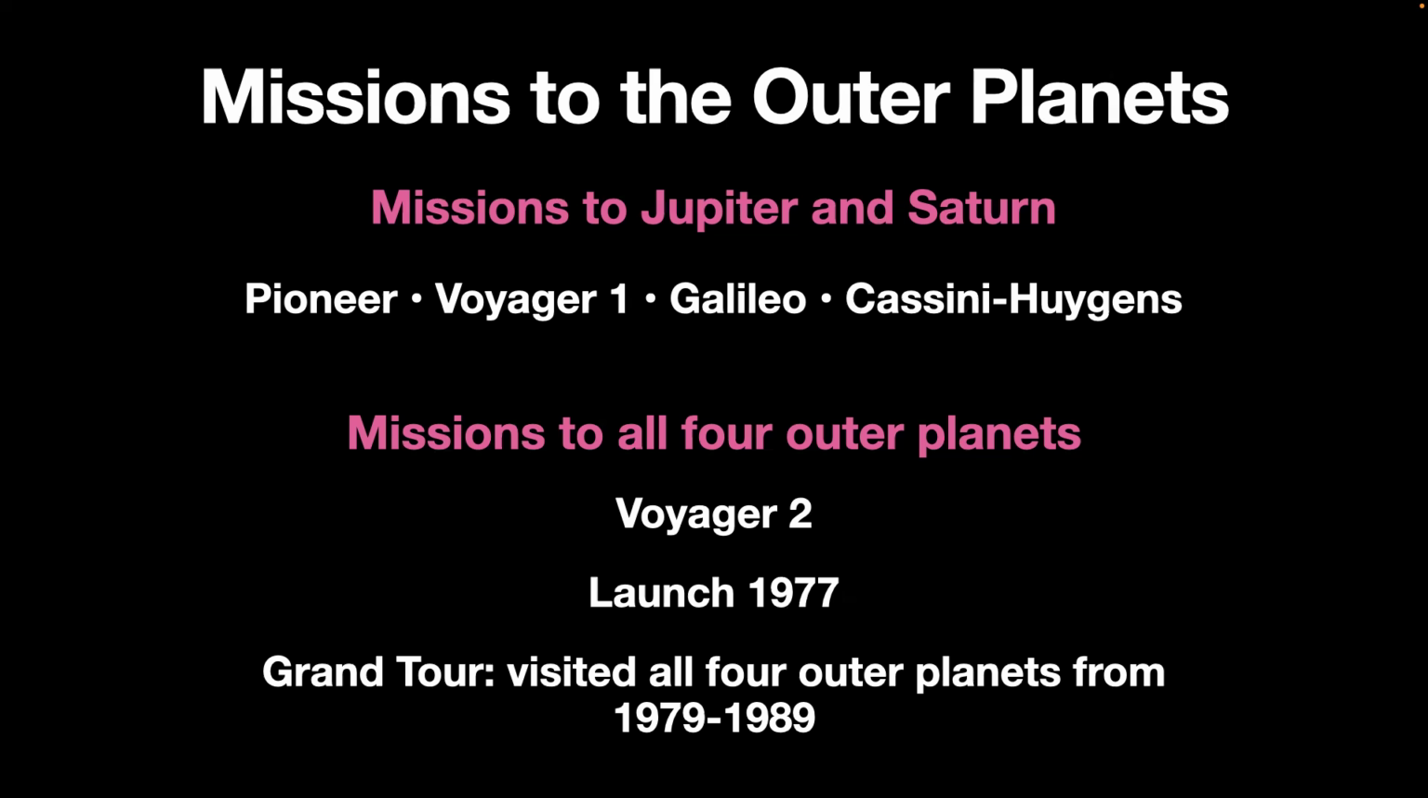The Galileo spacecraft and Cassini-Huygens were orbiters that deployed a probe. So Galileo deployed a probe to Jupiter, and Cassini deployed the Huygens probe down to Saturn's moon Titan.